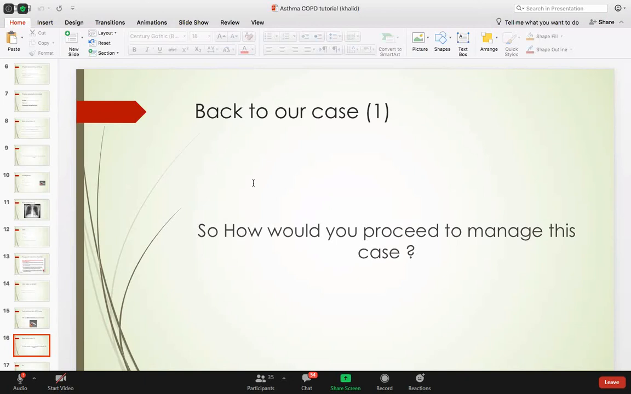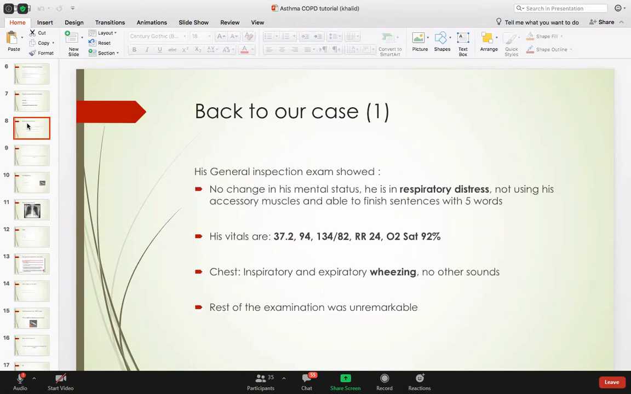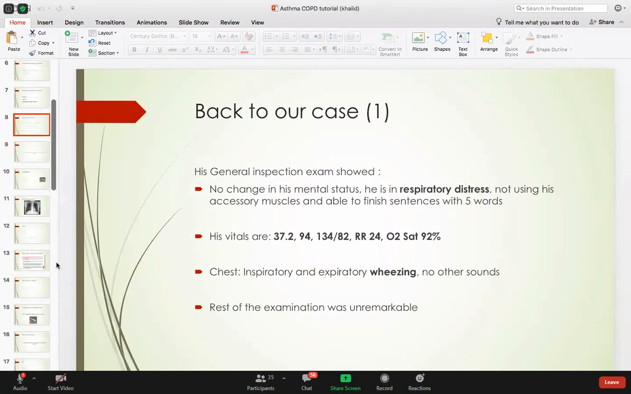Someone is saying it depends. Oh, guys, we are talking about one patient. You already have his vitals. His blood pressure is 134 over 82, respiratory rate 24, saturation is 92, temperature of 37.2. So we actually have a real patient here we're talking about. If you think this is an unstable patient, please tell us what you would like to do. We're talking about this patient.